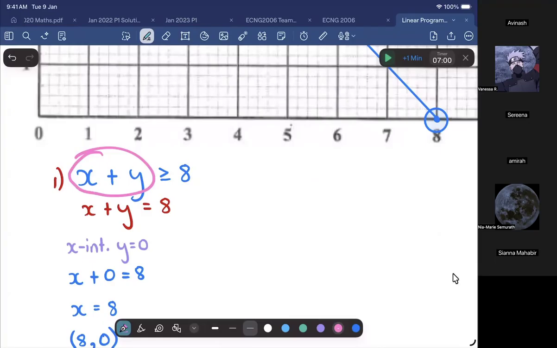Less than or equal to 8. Less than, more than or equal to 8. Oh, my bad, sir. Yeah, this is more than or equal to 8, right? Yeah.